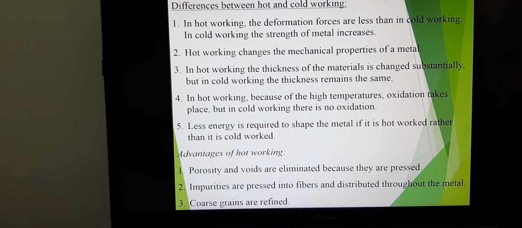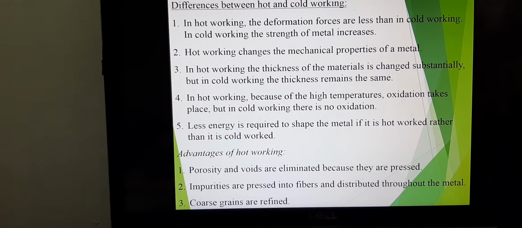In hot working, because of high temperatures, oxidation takes place. But in cold working, there is no oxidation. No heat involvement, no oxidation. In hot working, less energy is required to shape the metal rather than if it is being cold worked. Obviously, less energy. Why? Because your material is in semi-solid state when you're shaping it in hot working. Therefore, you need less energy as compared to when it is being cold worked.